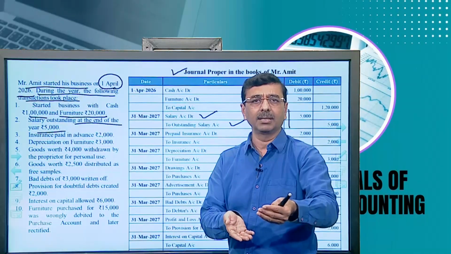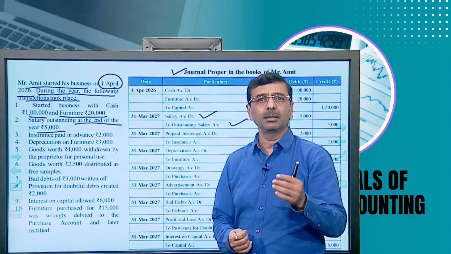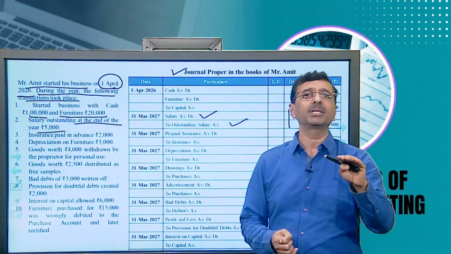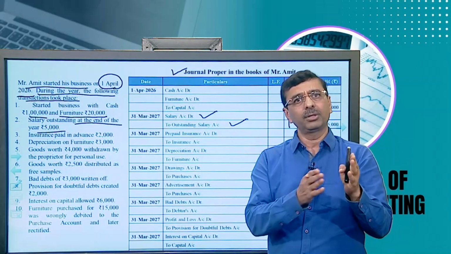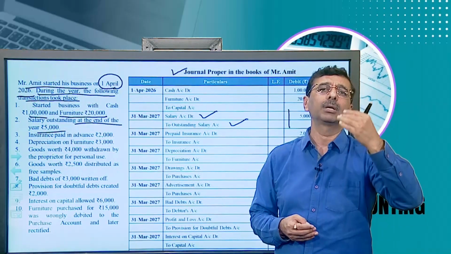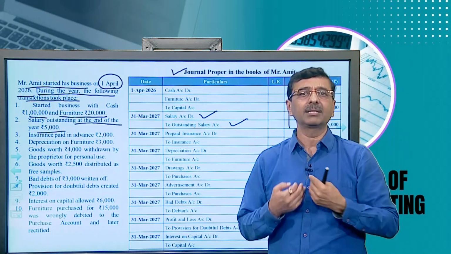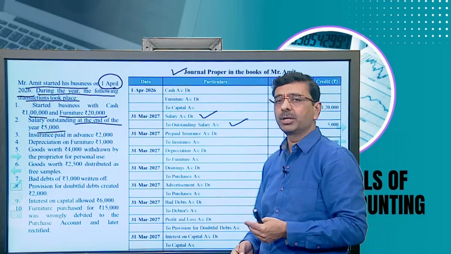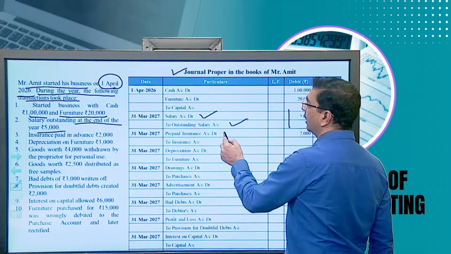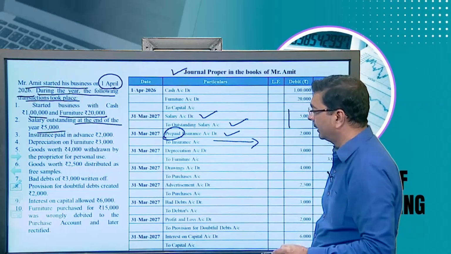Expense is paid in advance. That means it is your receivables. So insurance paid in advance, that means the insurance account is actually debited. Right, so the insurance account is debited, expense is debited, but here you paid in advance, so the insurance account should be credited. We have to deduct it from the insurance, and it is paid in advance, that means it's your receivables. So the prepaid insurance account is debited, to insurance account credited.